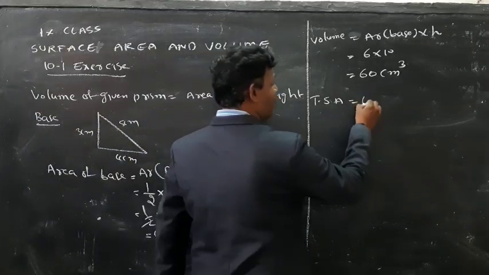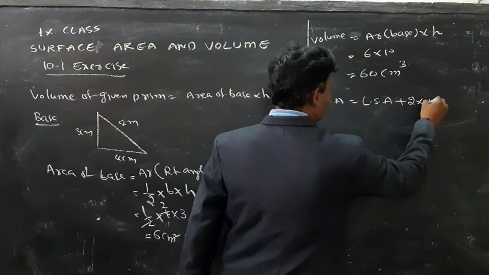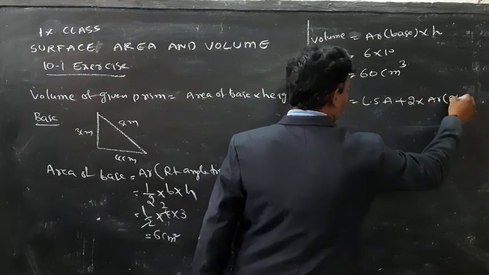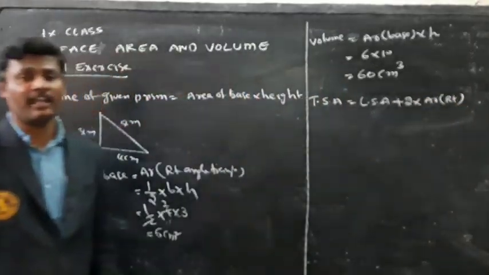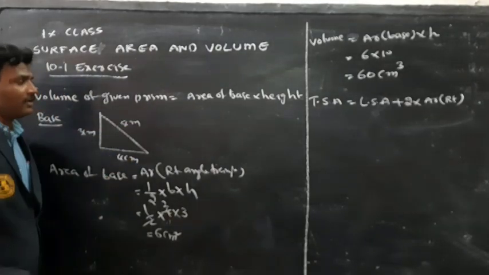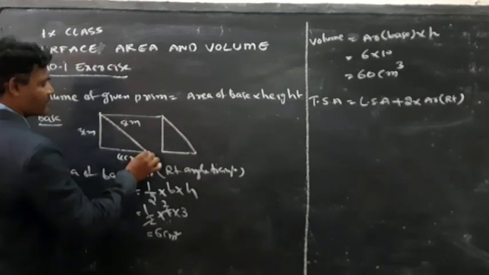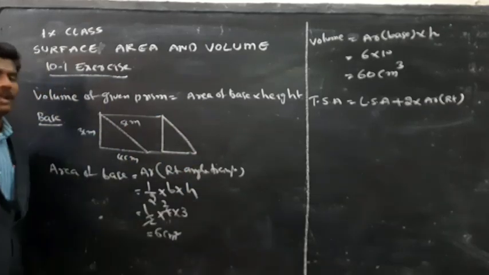then what is the formula? Lateral surface area plus 2 into the area of the right angle triangles. Why? Because here 2 right angle triangles are there.